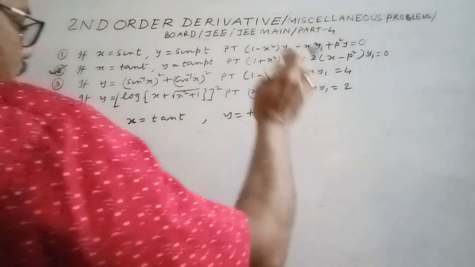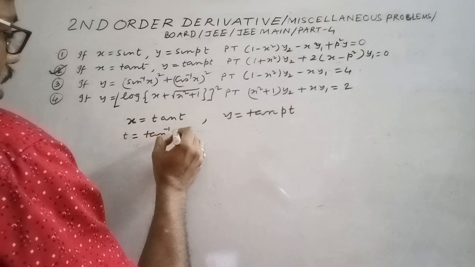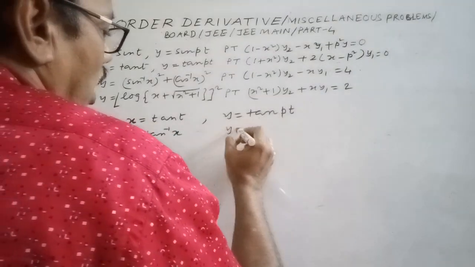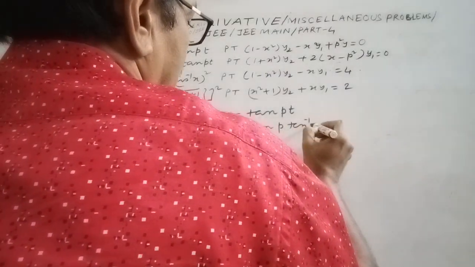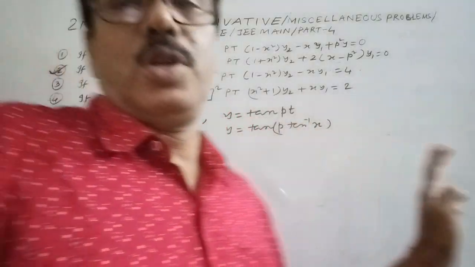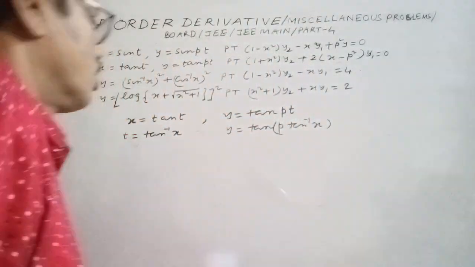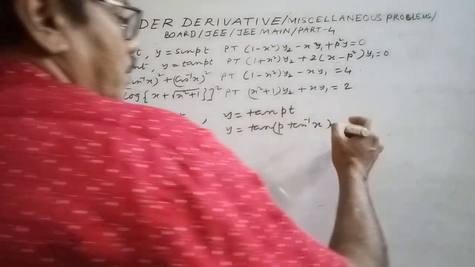To eliminate t, what is t? t equals tan inverse x. Now what is y? y equals tan(p tan inverse x). So this is our main aim, to eliminate t. So y is expressible in terms of x. Then perform the derivative.